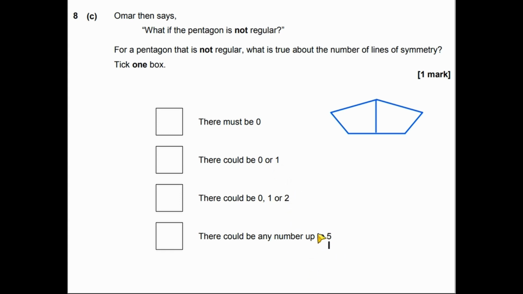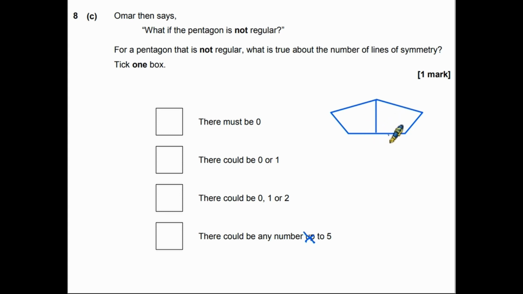There certainly can't be any number up to 5, because if there were 5, it would be regular, and we're told this one isn't. As to whether there could be 2, slightly more difficult to describe, but for there to be 2, it would mean one of these other lines was also a line of symmetry in some way.